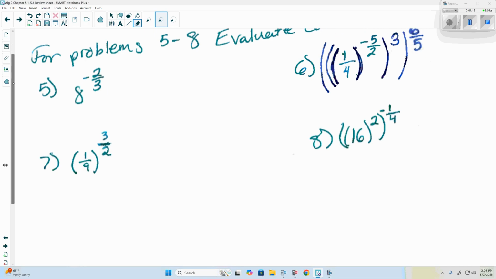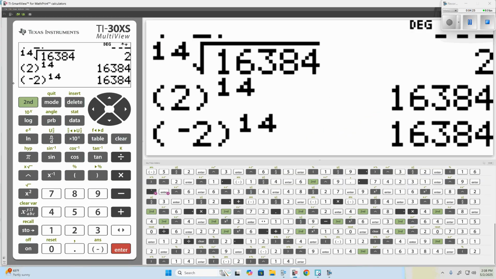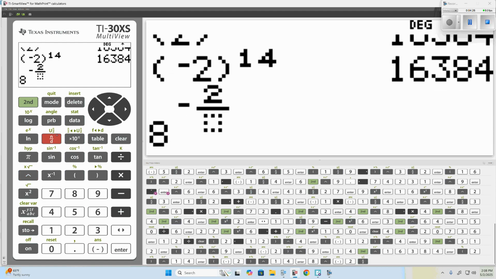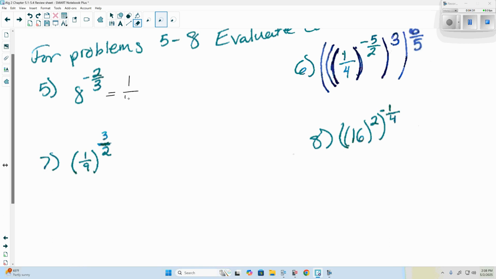Evaluate. Problems 5 through 8. When it says evaluate, we're wanting a number, we're wanting a decimal, we can plug them in. So 8 to the negative 2/3. 8 to the negative 2/3 is 1/4. Questions on number 8 or 5? 8 to the negative 2/3. Questions on number 6?